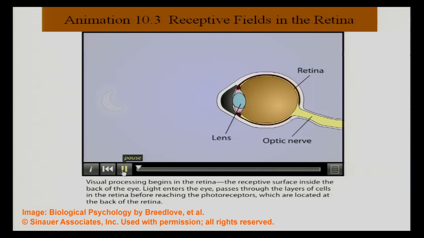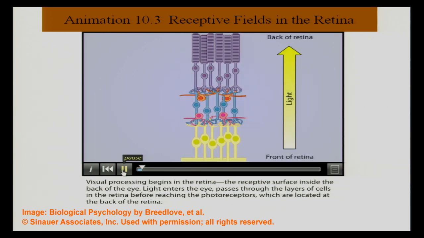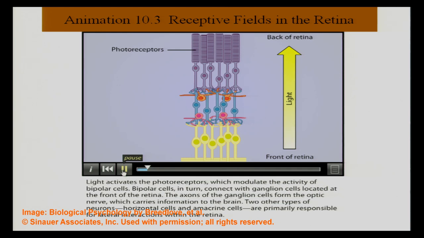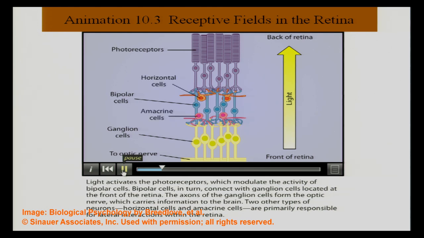Visual processing begins in the retina, the receptive surface inside the back of the eye. Light enters the eye, passes through the layers of cells in the retina, before reaching the photoreceptors, which are located at the back of the retina. Light activates the photoreceptors, which modulate the activity of bipolar cells. Bipolar cells, in turn, connect with ganglion cells located at the front of the retina. The axons of the ganglion cells form the optic nerve, which carries information to the brain. Two other types of neurons, horizontal cells and amacrine cells, are primarily responsible for lateral interactions within the retina.